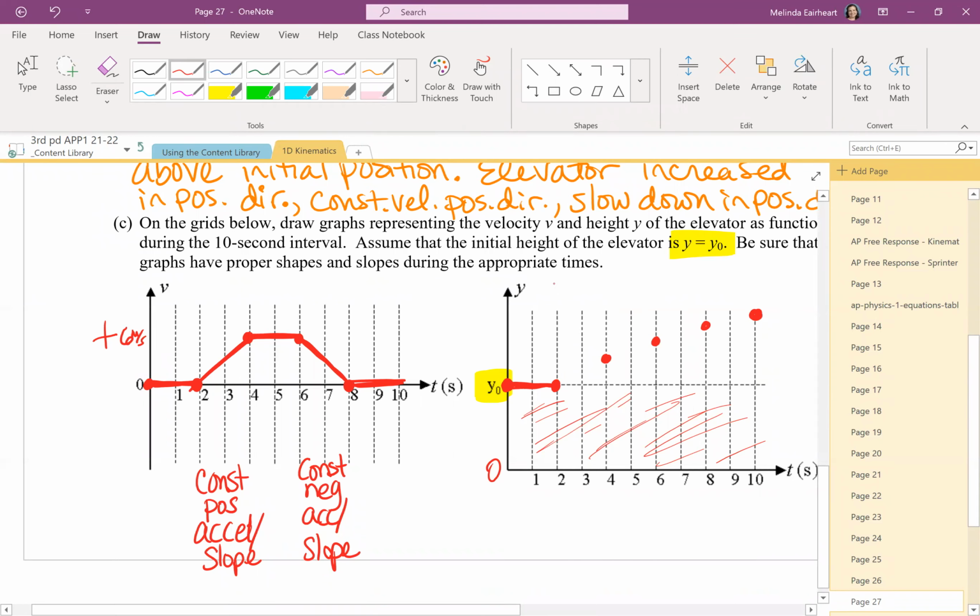Now, how do I connect each interval? So 2 to 4 seconds, we are accelerating. My velocity is changing. And don't forget, the slope of a position graph tells you velocity. And so how do I show a slope increasing on a position graph? Curve up or curve down? Level off, not level off.